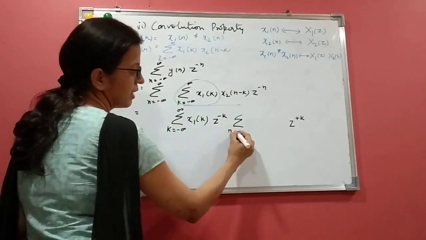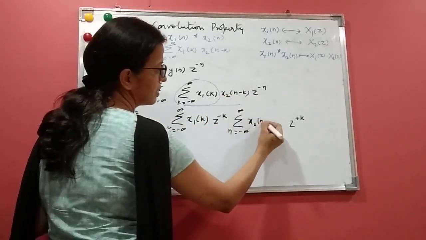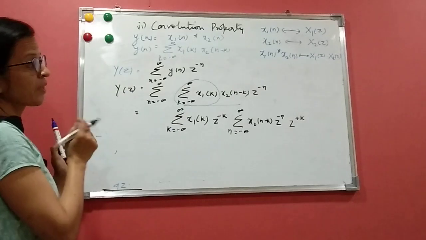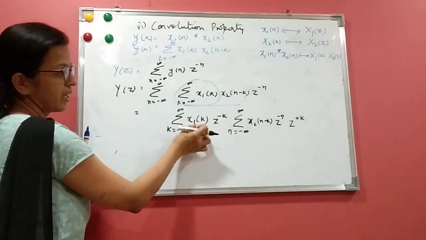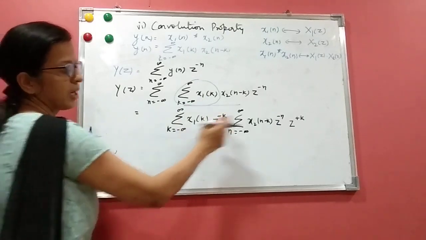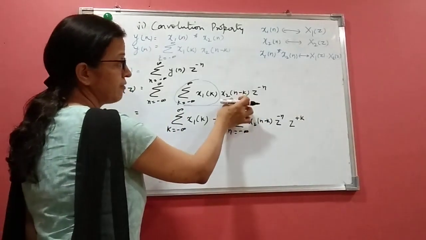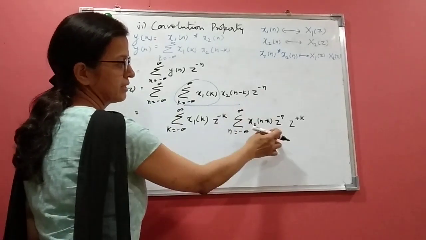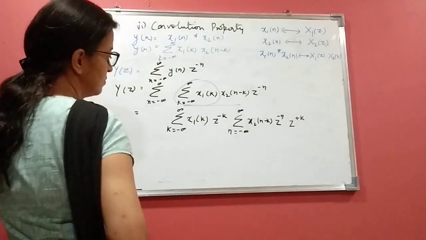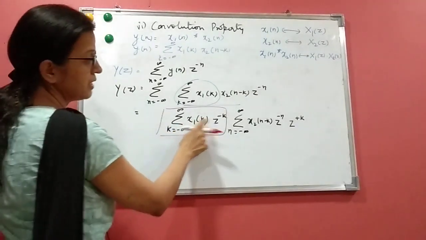Now this is n equals minus infinity to infinity, where x2 n minus k depends on n, and z raised to minus n is also depending on n. Is it clear? First I took the summation and x1k, and with x1k I needed z raised to minus k, which I cannot take as it is, so I added z raised to plus k. This into this is nothing but 1. Now what is left is x2 n minus k with the summation z raised to minus n. Now look at this, what is this? This is nothing but x1z, the summation of x1k z raised to minus k.